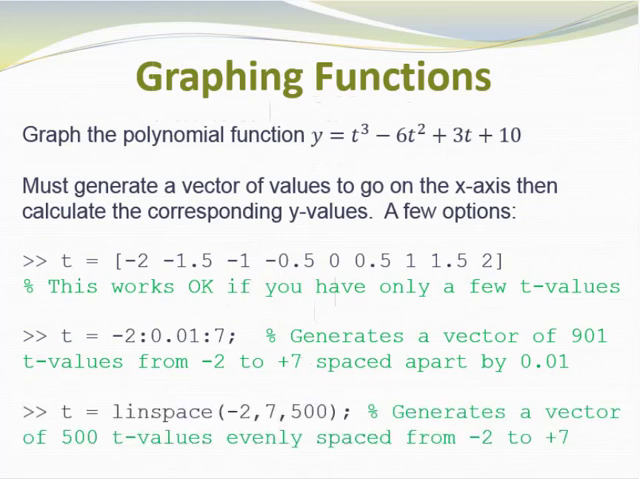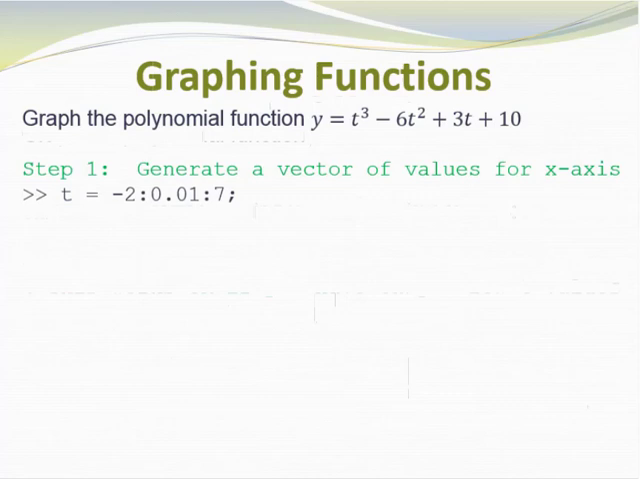Another option is the linspace command. The first argument in linspace is my starting point, so t will start at -2. The second argument is my ending point, so t will end at 7. The third argument is how many points I want between -2 and 7, and in this case I want 500 points. So I have several options for creating the x-coordinates of my points. I'm going with the second option. So now I have the x-coordinates of my points.